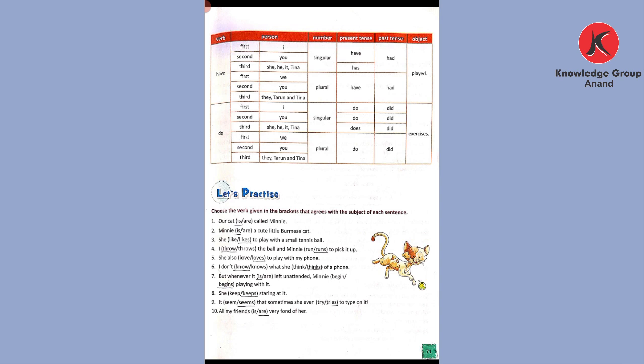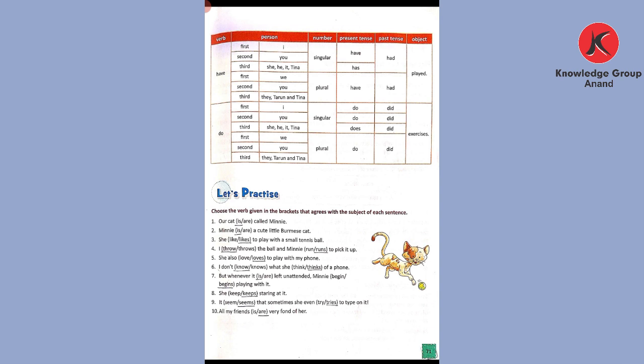She. Now this is third person singular. So we have to take likes to play with a small tennis ball. I. Since I is taken, don't take s or es. So I throw the ball and Minnie, a third person, so we take an s, runs to pick it up. She also loves to play with my phone. Third person singular. I don't know what she thinks of her phone.